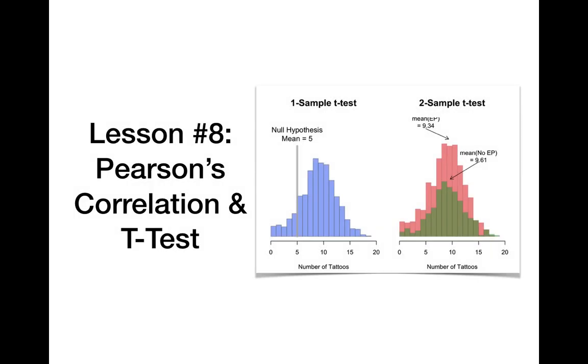Okay, grade 11, here we are with lesson number 8. It's talking about Pearson's correlation and the t-test, two possible different statistical tests you may want to use, and either of them could show up on your assessment. We do a two-test assessment, actually multiple statistical, both of them could show up.